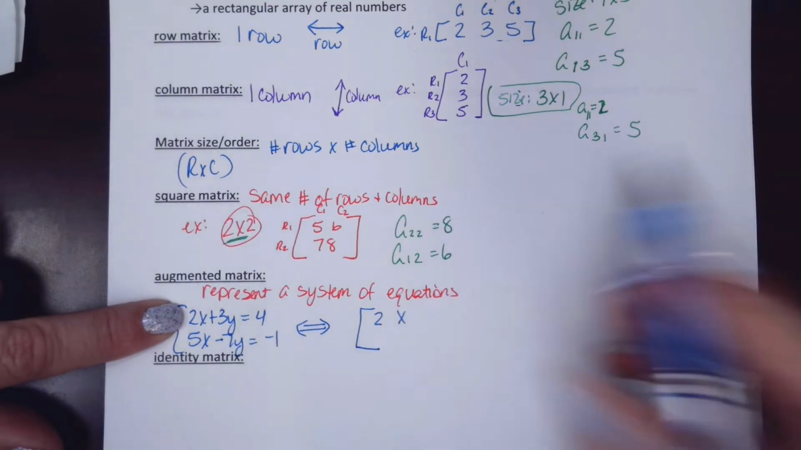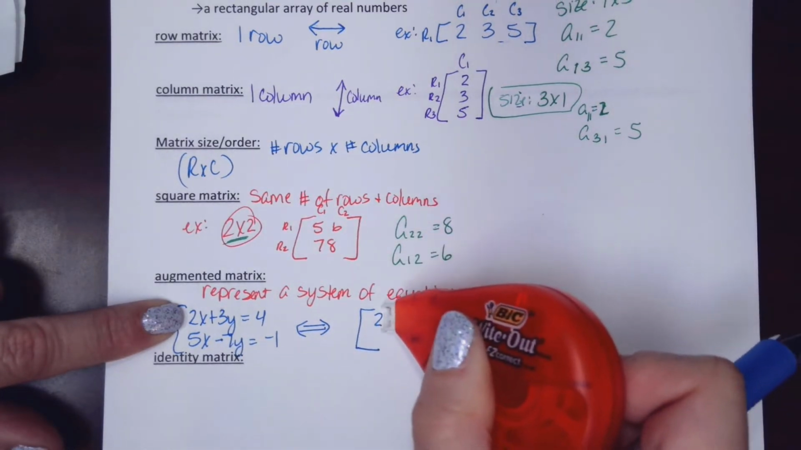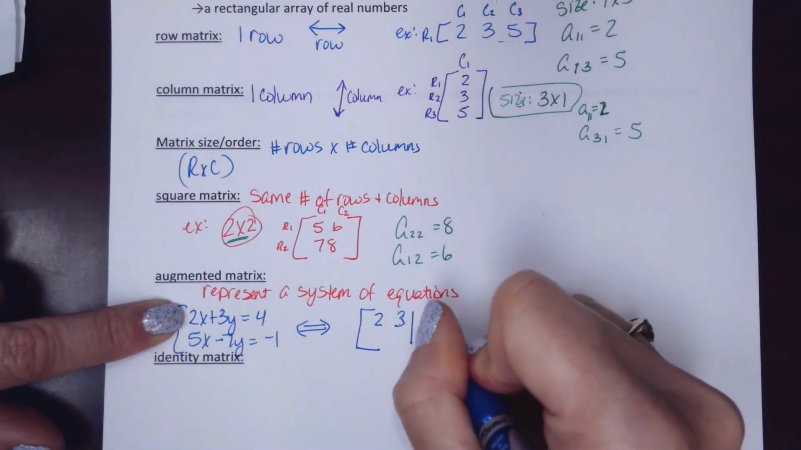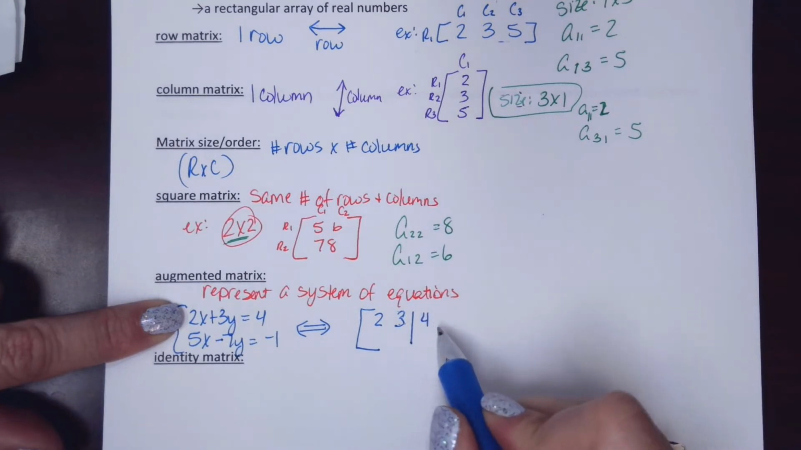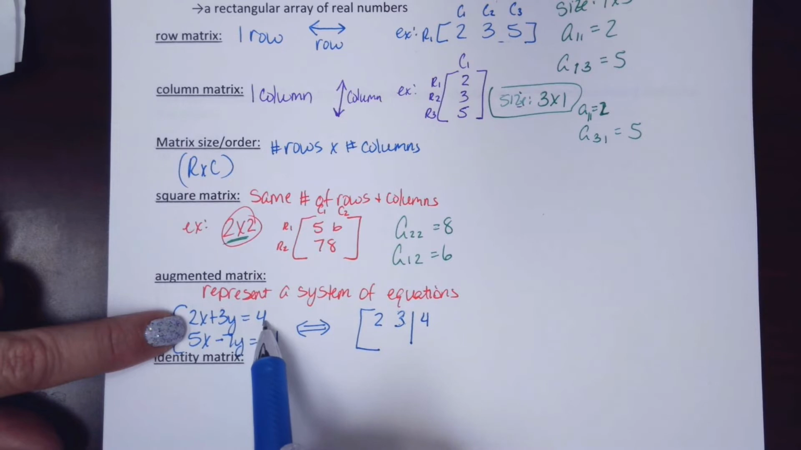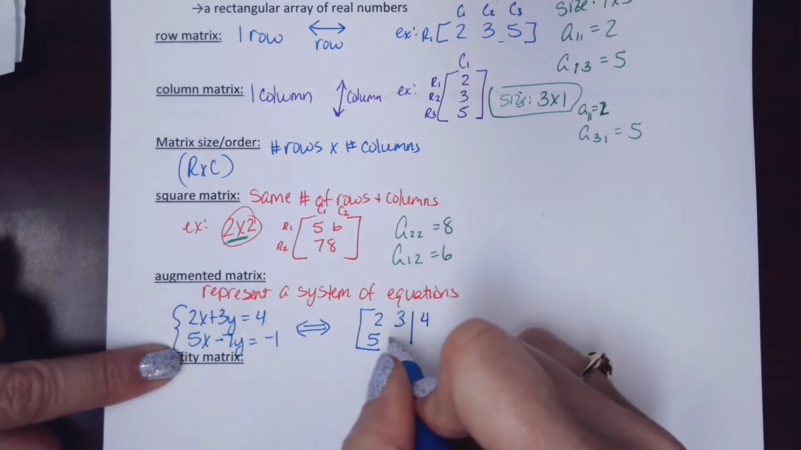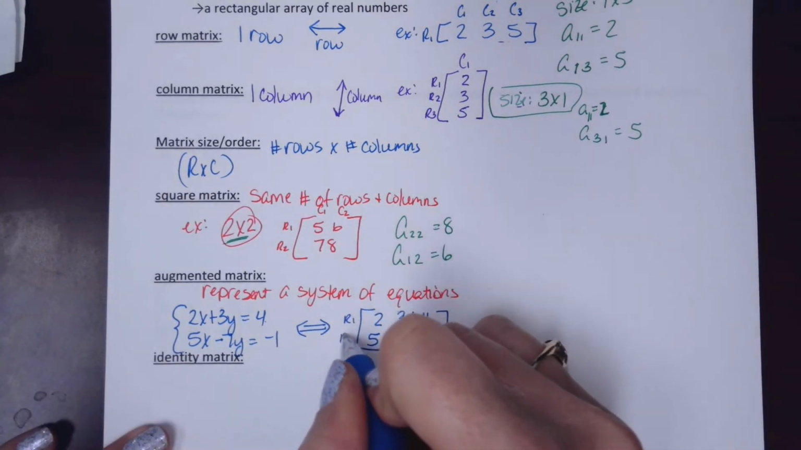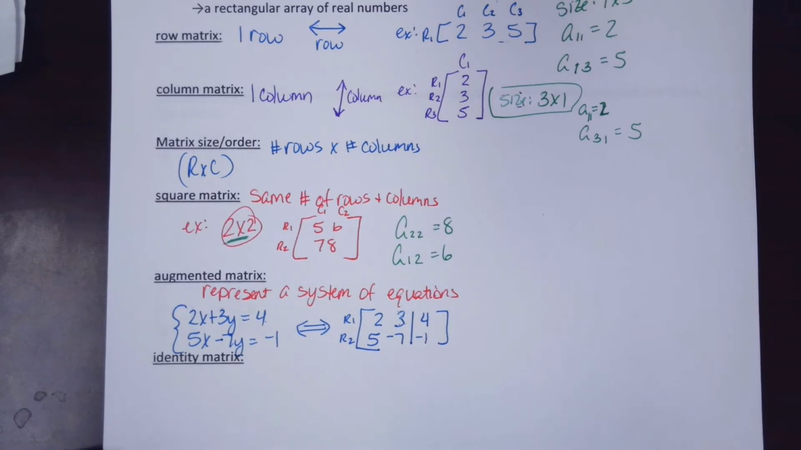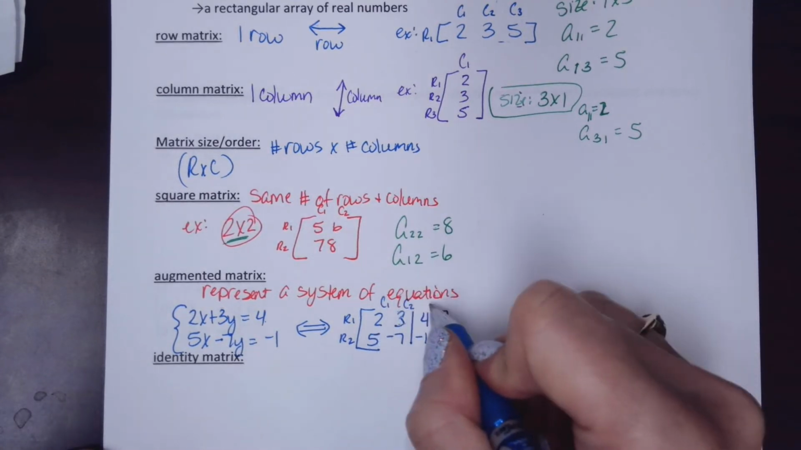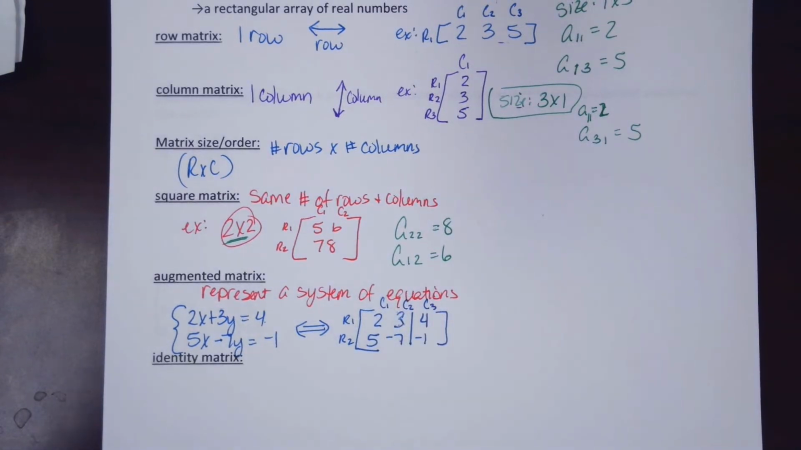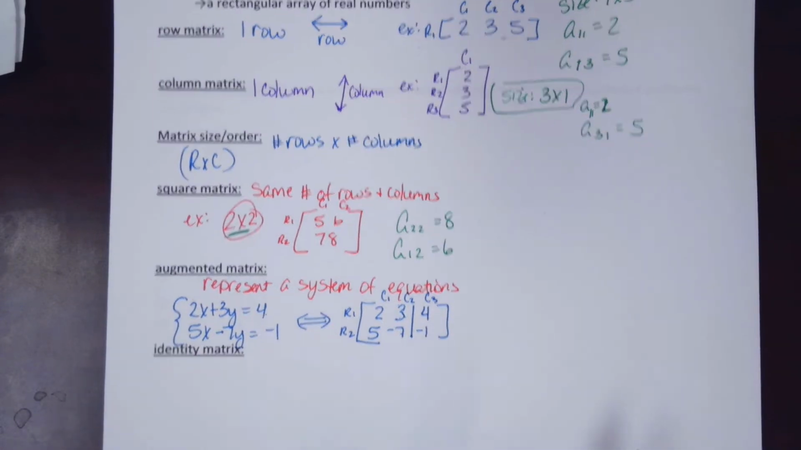I just write down the numbers, and then I have a line to offset that constant, the augmented column. And I always do alphabetical order, X, Y, and then my constant. So my second row is going to be 5, -7, -1. So here I have two rows, one row to represent each of my equations, and I have 3 columns to represent my variable x, my variable y, and my constants. So that when I look at my augmented matrix, I could put it back into the system of equations form really easily.